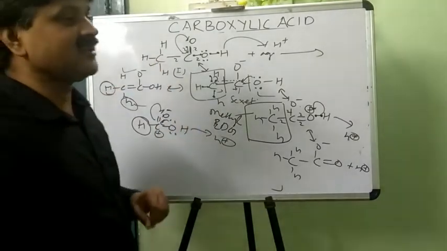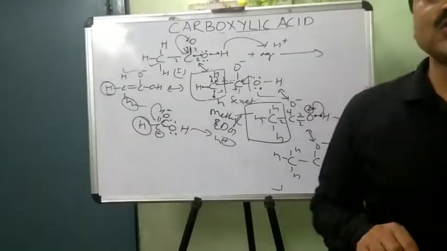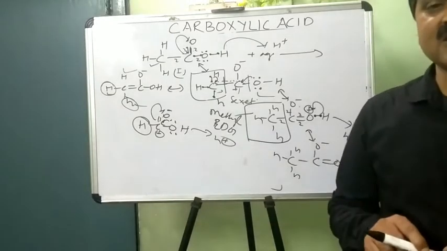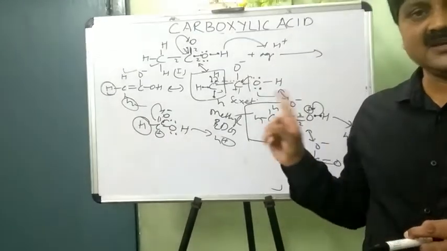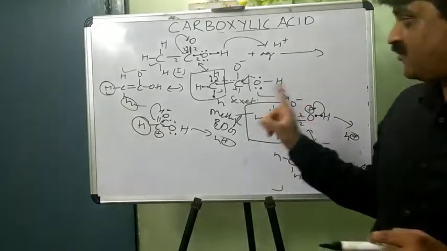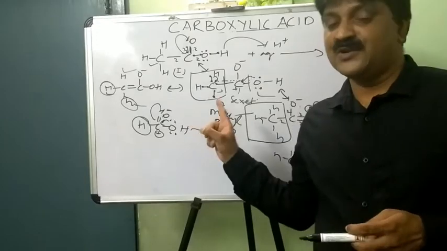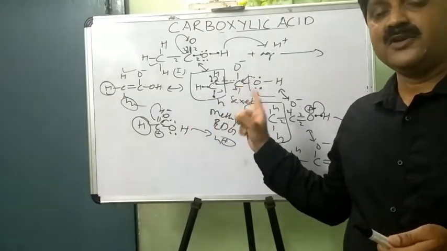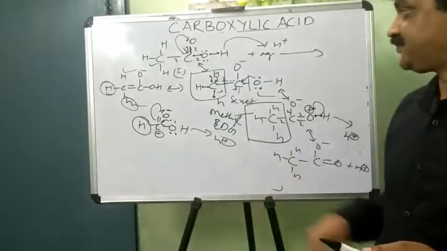So this is the reason: as the electron donor groups or carbon atoms increase in the carboxylic acid, the acidic character decreases. Why? Because the electron donor tendency increases. Is it clear? So these are very important terms, and they should be kept in mind. If you have any questions, you can ask on the link I will give you for the video. You can ask in the comment box or on the WhatsApp group.